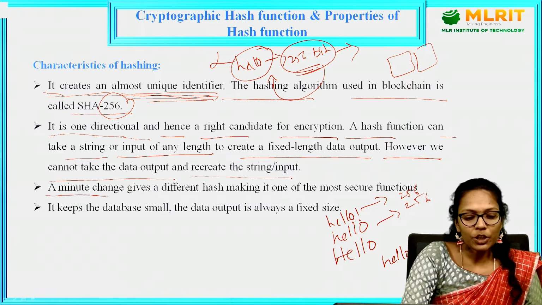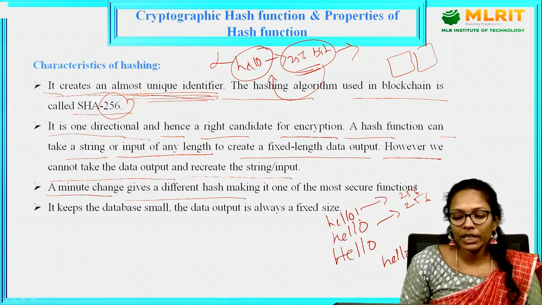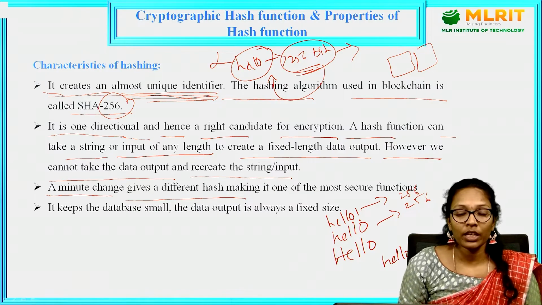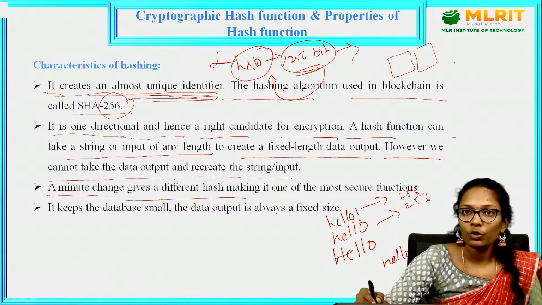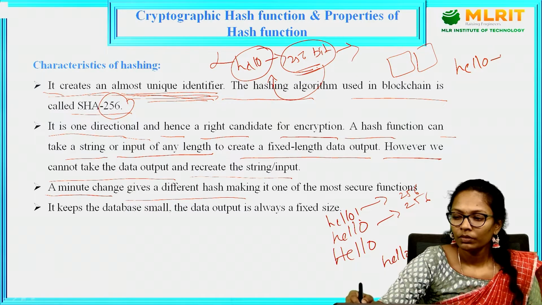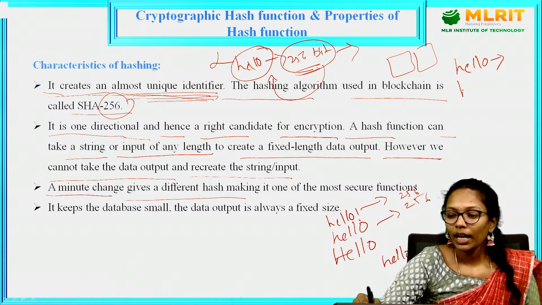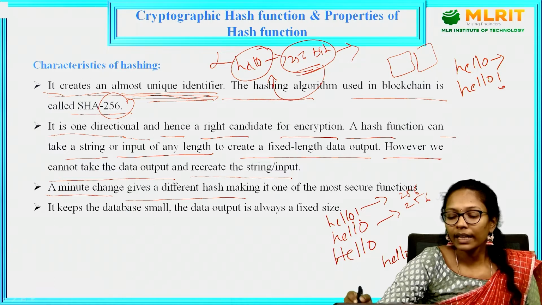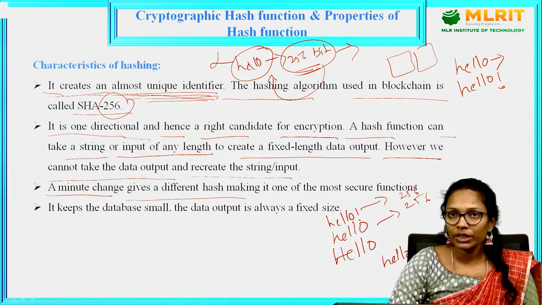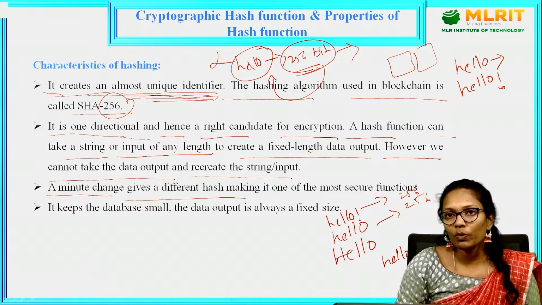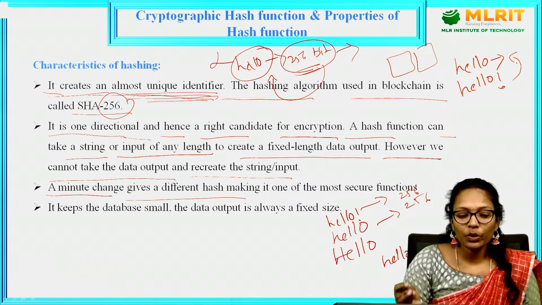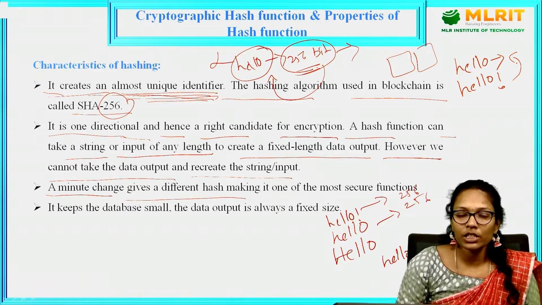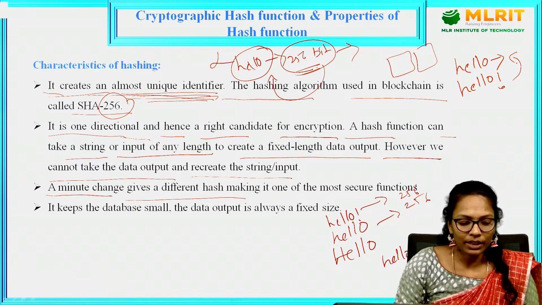A minute change gives a different hash, making it one of the most secure functions. So that's what we discussed. We are getting a 256-bit value for hello. Now if I add a single character, an exclamation mark, after that hello, it will generate a new value again. So it's not related to the previous hash value. A single change or a minute change gives a different hash value.